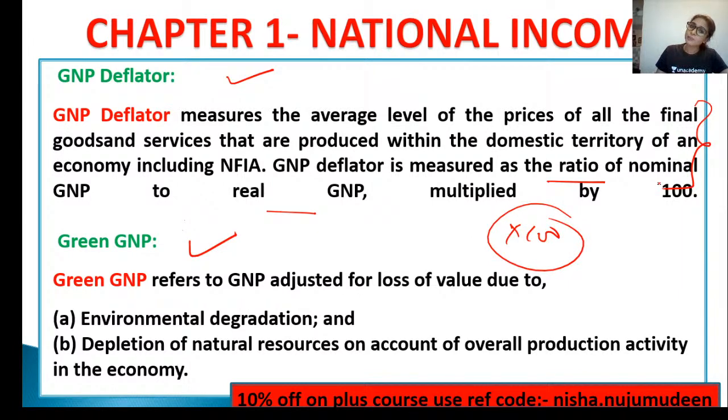So what is green GNP? The term green is based on environment, right? So green GNP means the gross national product adjusted for loss of value because of issues like environmental degradation and also depletion of natural resources and all. You understand? That is called green GNP in very, very simple terms, based on environment, guys. From the term green, you understand it is based on environment. Clear?